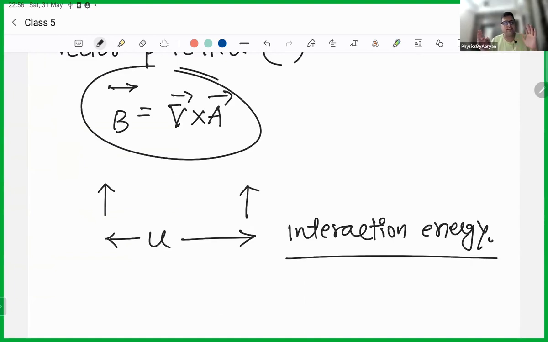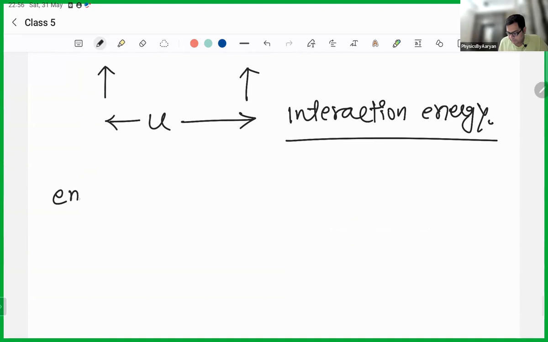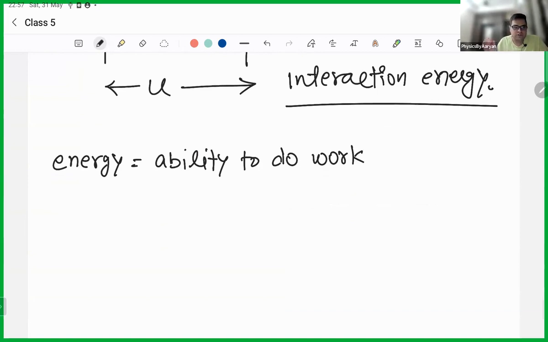So we do define interaction energy of two magnets. Obviously, when the two magnets are close to each other, they are exerting force on each other. And then we can define interaction energy. What is the basic idea of interaction? What is energy? Energy is the ability to do work. The basic definition from class 11th or class 6th, 7th, 10th, whatever. Energy is an ability to do work.